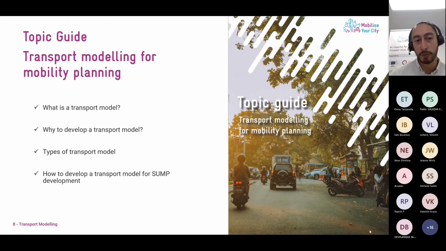So what is a transport model? Why is it important to develop a transport model? Different types of transport models for urban mobility planning, and finally, how to develop a transport model for sustainable urban mobility plans development.